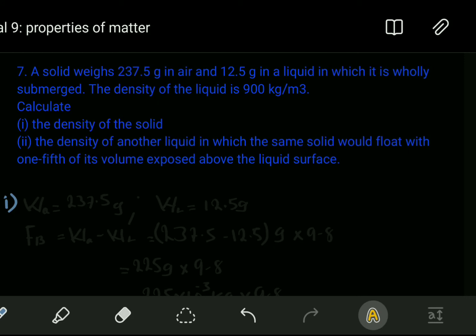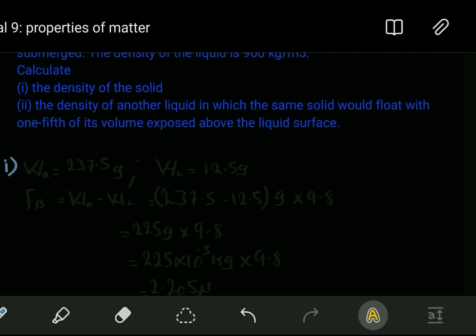A solid weighs 237.5 grams in air and 12.5 grams in a liquid in which it is wholly submerged. The density of the liquid is 900 kg per cubic meter. Calculate the density of the solid. Also, the density of another liquid in which the same solid would float with 1/5 of its volume exposed above the liquid surface.